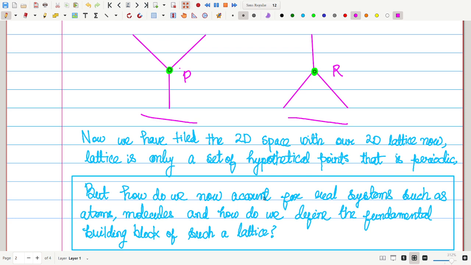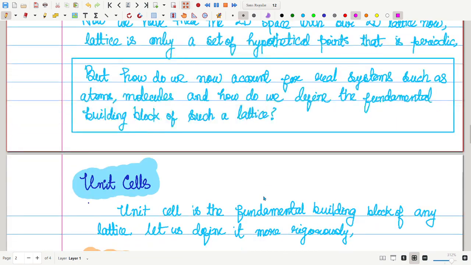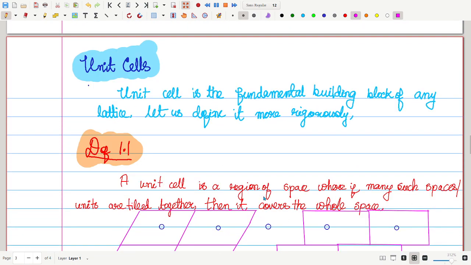So we will have a tiled 2D space with a 2D lattice now. A lattice is the only set of hypothetical points that is periodic. And how do you account for real systems such as atoms and molecules, and how do you define the fundamental building block of such a lattice? So now we go to unit cells. A unit cell is the fundamental building block of any lattice.